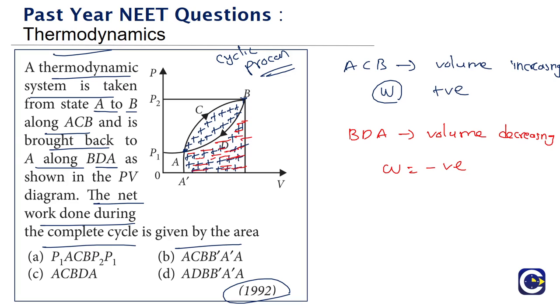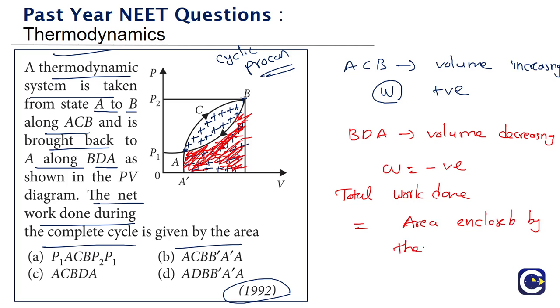See one thing interesting. When you add both of them, when you want to talk about total work done, the plus and minus will cancel. So the total work done will be simply equal to the area enclosed by the A, C, B, D, A total loop. Whatever area is enclosed here, that is the work done.